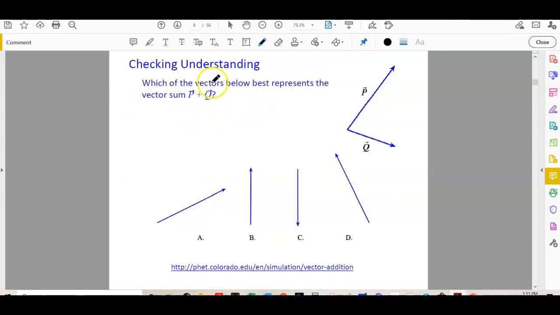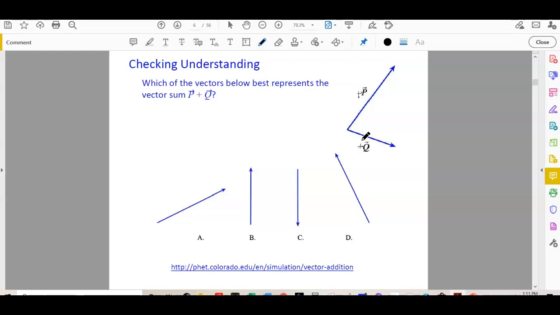So here you have a p vector, which is pointing up and to the right, and it's a positive p vector. And then you have a positive q vector that is pointing down and to the right. Don't worry, down is negative, is pointing in the negative y direction.